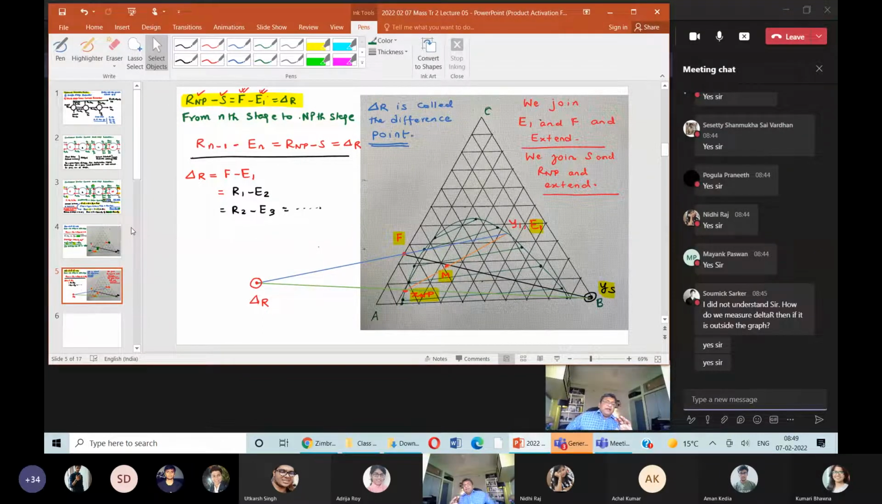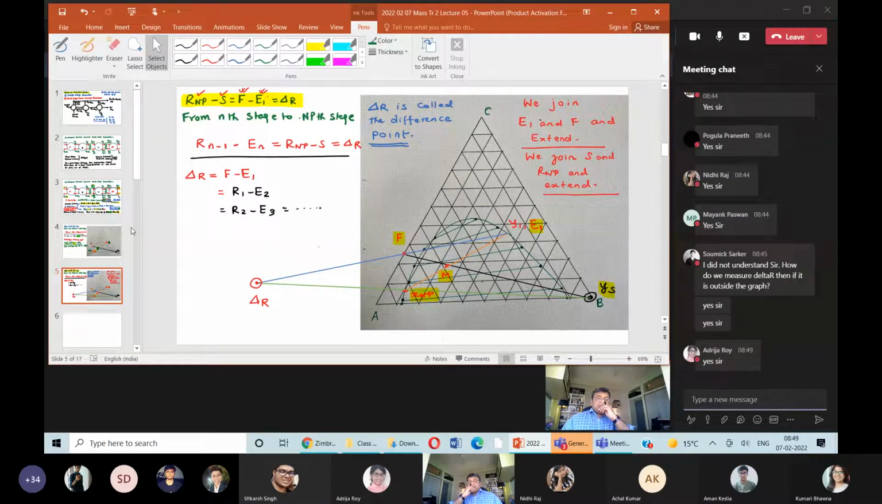So please remember this mathematically, as Shomik's question said, I cannot measure delta. Yes, you cannot measure delta. It's more like an identifier point which has a physical meaning only, nothing else. Clear to everyone? Odrija, is it clear? Samira, clear? Jyotiraditya, are you there? Is it clear? Okay. Anything else you can do at this point of time?